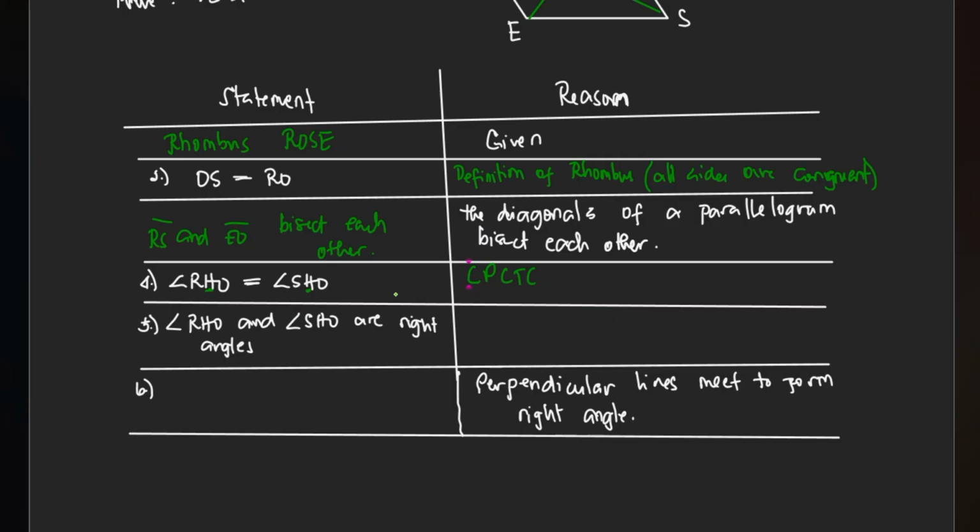Now, how about sa number 5 natin, or statement number 5? It states here that we have angle RHO and angle SHO are right angles. So what will be the possible reason for this one?